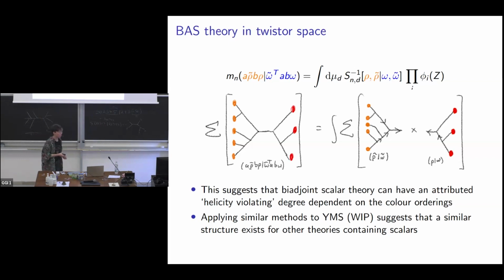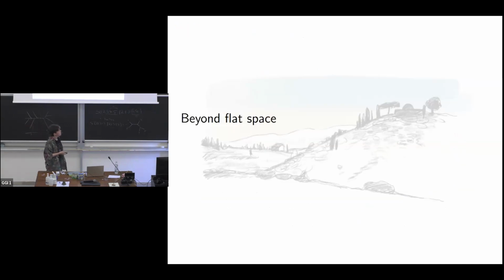And something I'm working on now is applying these kinds of ideas to Yang-Mills scalar. It turns out that a very similar structure also exists there, where you can basically expand this in different helicity sectors according to the color orderings of the scalars and the helicities of the gauge theory particles. Okay, well, how am I on time? Okay, it's fine. So all of the story was in flat space.